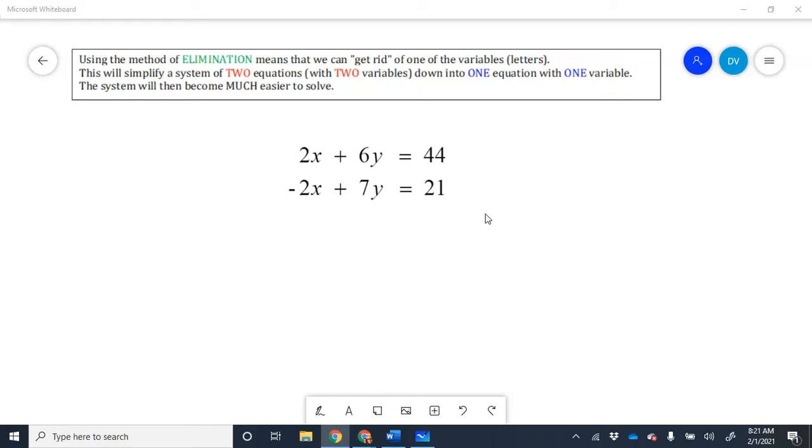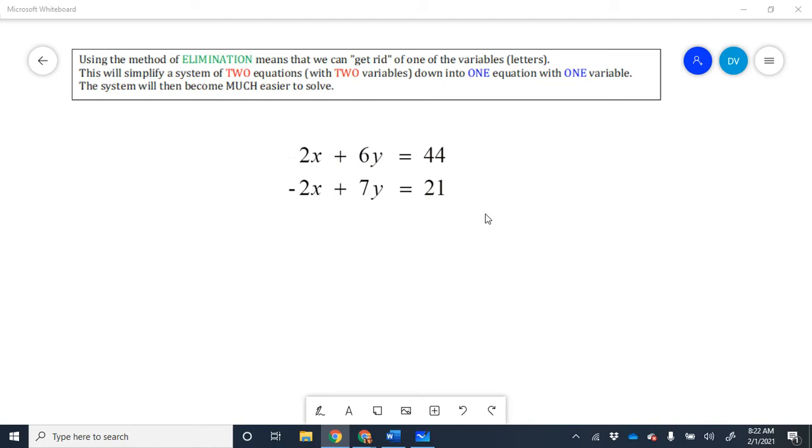Here's a system of equations that we can solve using elimination. Remember that using elimination means that we can get rid of one of the variables, one of the letters. It's going to simplify a system of two equations like we have here with two variables, x and y, down to something simpler, one equation with one variable. When we do that, the system will become much easier to solve.